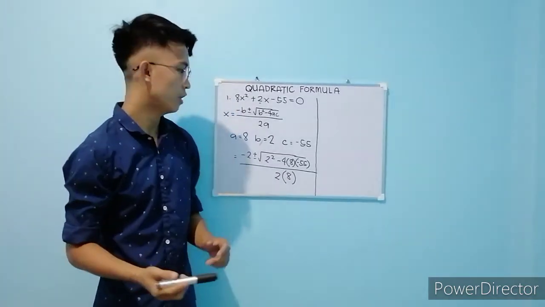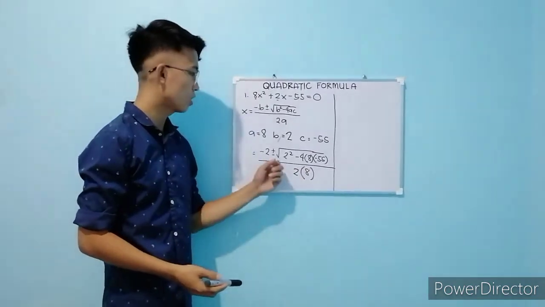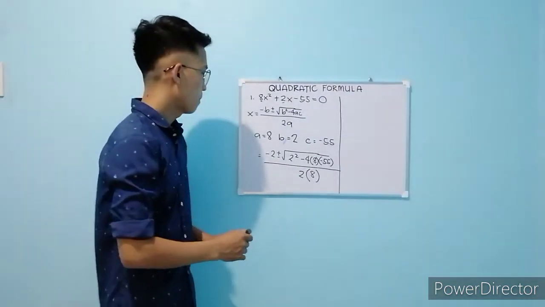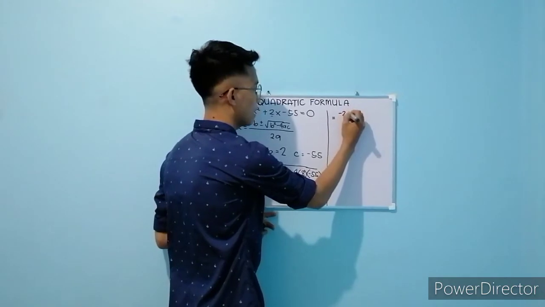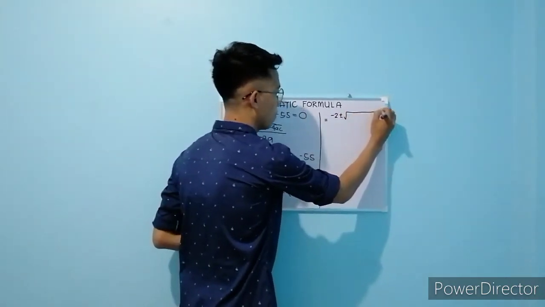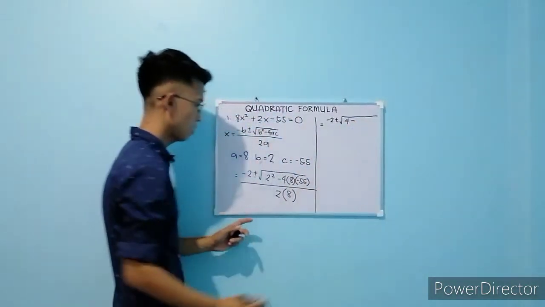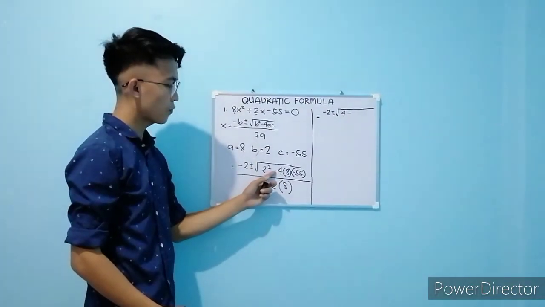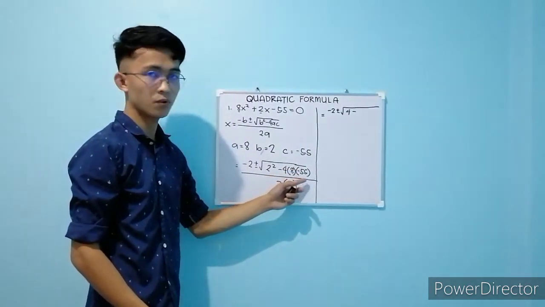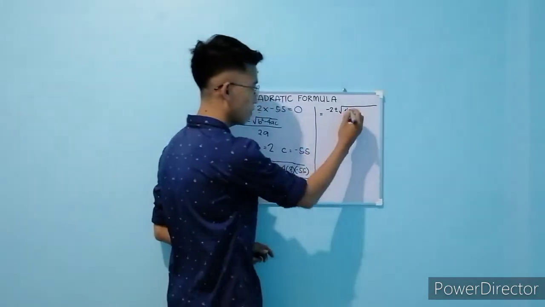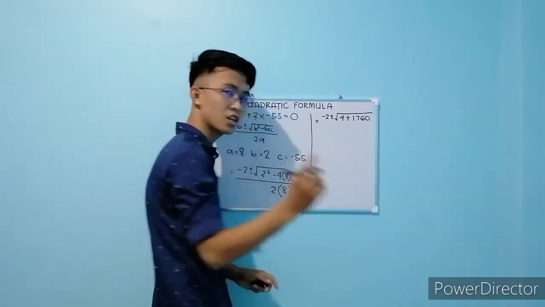Okay, what's next? The next step is to simplify the substituted quadratic formula. So we have now negative 2. Let's simplify. We have negative 2 plus or minus the square root of 2 squared, which is 4, minus, or let's simplify first, negative 4 times 8, that is negative 32. Negative 32 times negative 55, that is positive. So from negative, it will become positive 1760. You can check using your calculator.